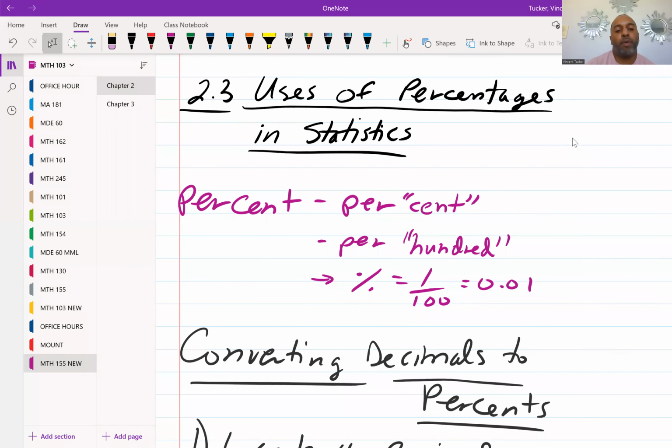We're starting off with percent and what percent means. We're going to break up the word. It's percent, cent means 100. Notice the prefix for 100, like century, 100 years. So that means per 100, and per mathematically is division. So that percent symbol is the same thing as 1 over 100, 1 divided by 100. And decimal wise, that would be 0.01.